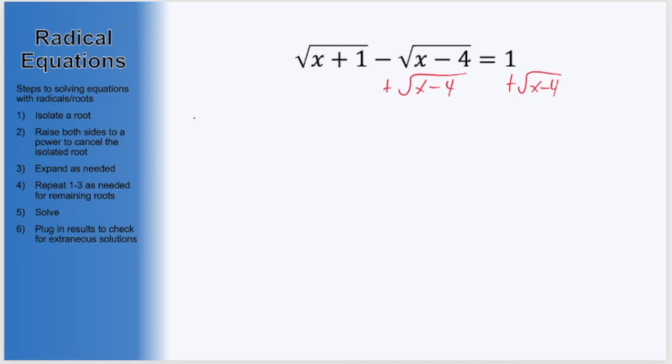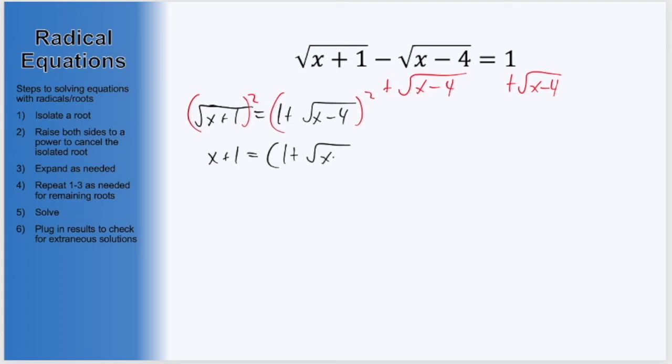When I do that, I'm left with the square root of x plus 1 equals 1 plus the square root of x minus 4. Now to get rid of the isolated square root, I'll have to square it, but I need to square both sides of my equation. That leaves me with just x plus 1 on the left, but something that will have to be FOILed on the right.